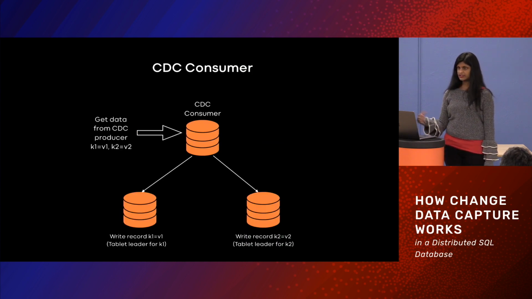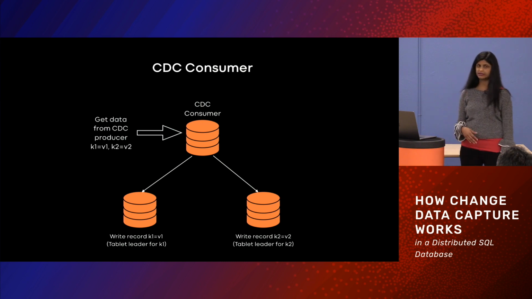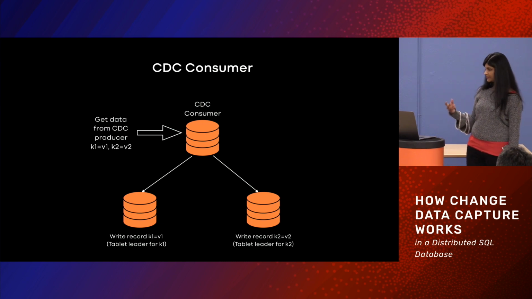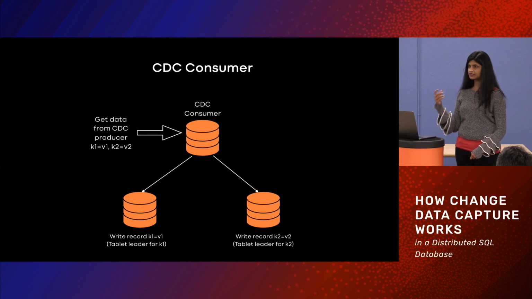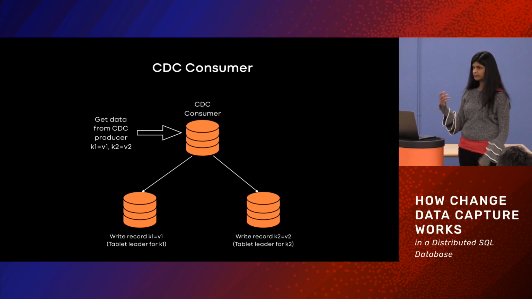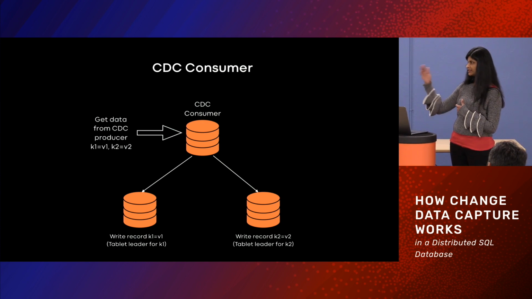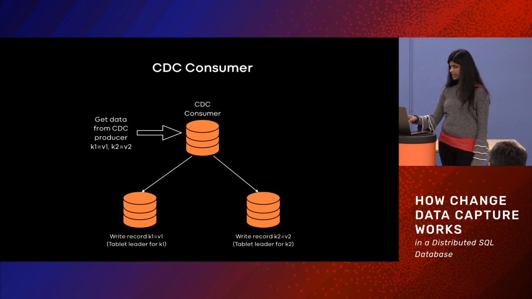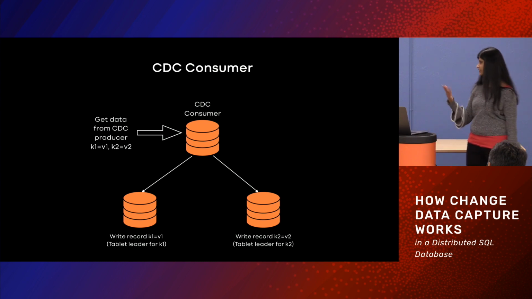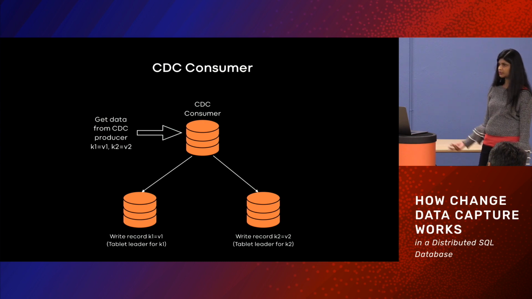So let's drill more into the details of how a CDC consumer works. The CDC Consumer is the component that's continuously polling the CDC producer for data. It's basically saying, "Hey, get me all the latest changes that happened since some checkpoint." Now, the CDC Consumer gets some data from the CDC producer. Let's say that it gets 2 rows, K1 equal to B1 and K2 equal to B2.